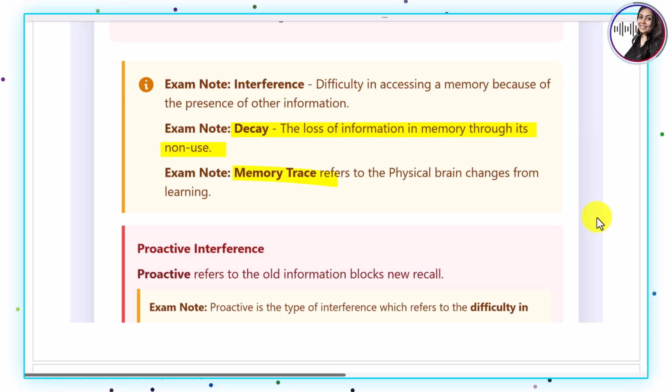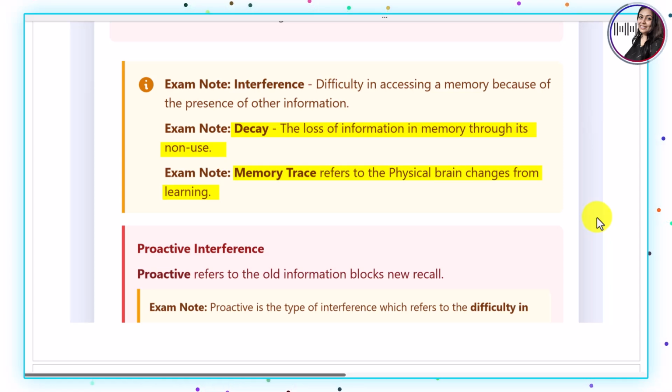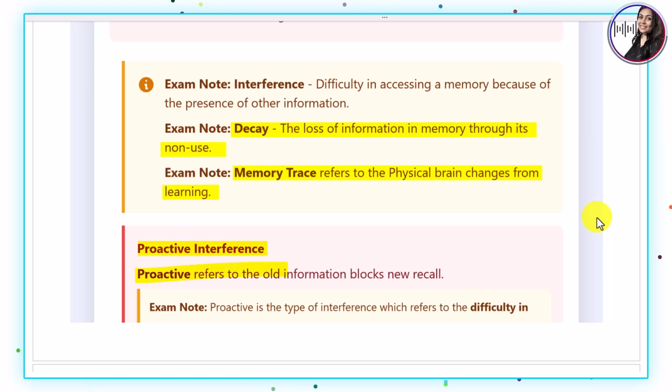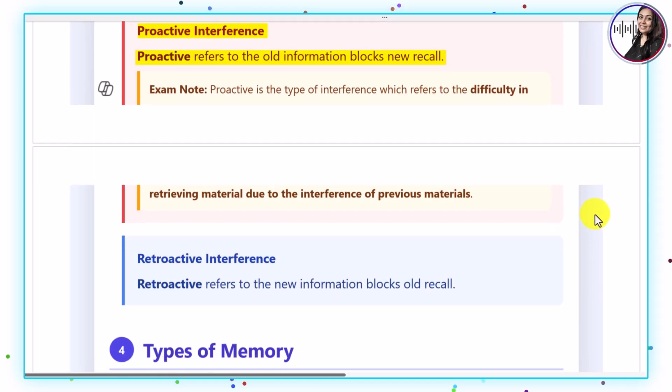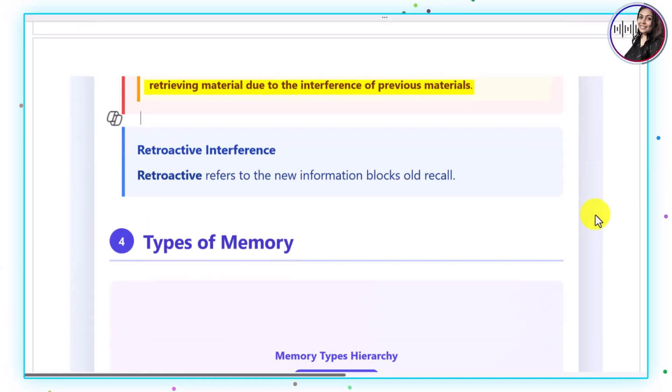Underlying all memory processes is the idea of a memory trace, which refers to the physical changes in the brain that occur as a result of learning. Another important exam highlighted point. Interference can further be divided into two types. Proactive interference occurs when old information blocks the recall of new information. In other words, previously learned material interferes with the retrieval of newly learned content. This definition has appeared directly in exams and is worth remembering carefully.